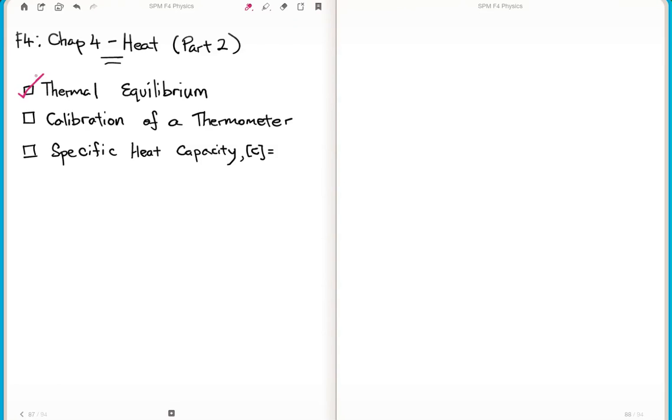zeroth law of thermodynamics. It is defined as there being no net flow of heat. The temperature of the two objects is equal. No net flow doesn't mean that the heat doesn't flow. No net flow means the amount of heat going to the left is the same as the amount of heat going to the right, or up and down, so that both temperatures are the same.